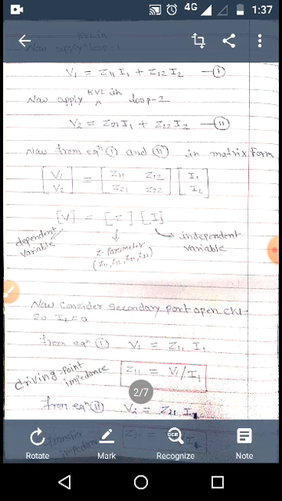Z11, Z12, Z21 and Z22 are considered the Z parameters. To find these parameter values, we first consider the secondary port open circuited. Whenever the secondary port is open circuited, the secondary current becomes zero but the secondary voltage will be available. So we can say I2 equals 0.